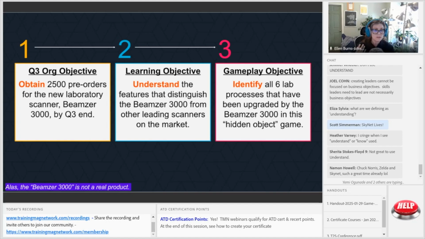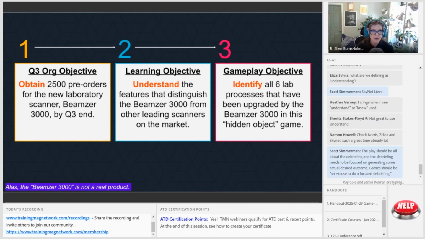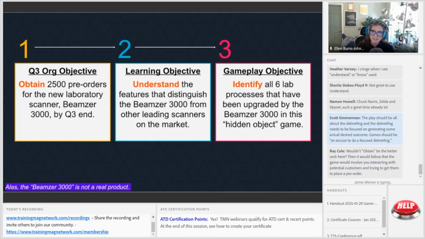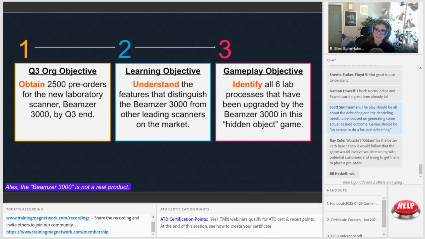Okay, so let's think aloud for a second. We'll just pause here for a moment. Think aloud in chat. Can you imagine the gameplay described here? We describe it here as, let's imagine 6 laboratory processes that are upgraded by the Beamser 3000, and you have to go through this hidden object game to identify where they are. Is that a gameplay we can quickly imagine in our heads visually? How long would it take learners to complete?